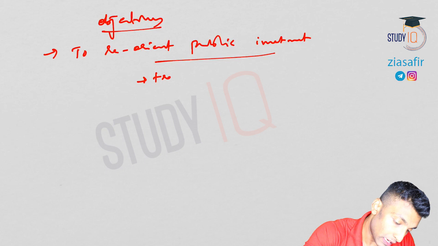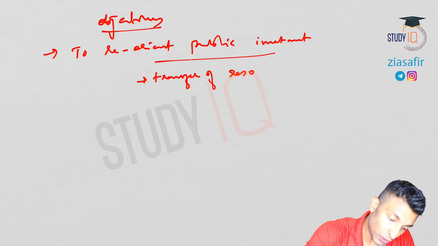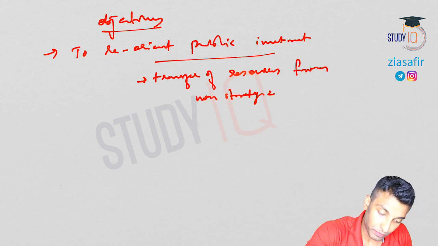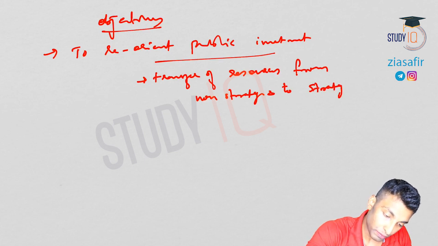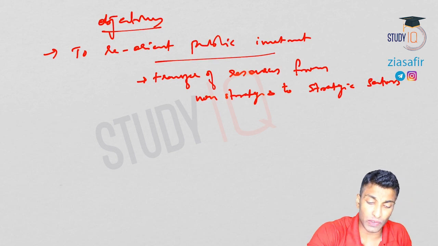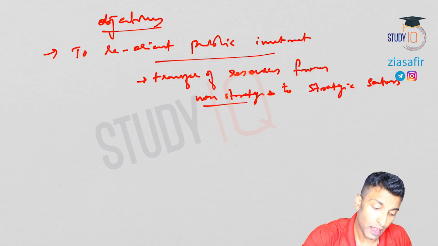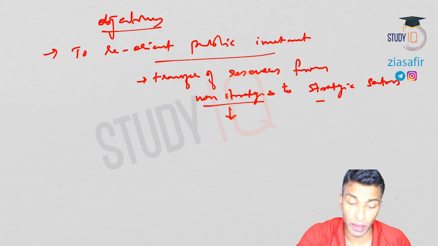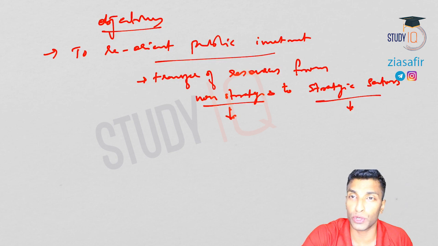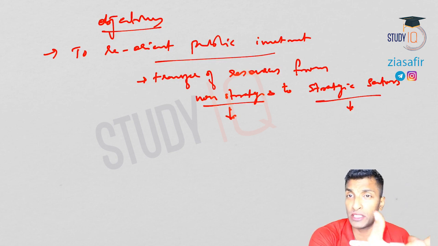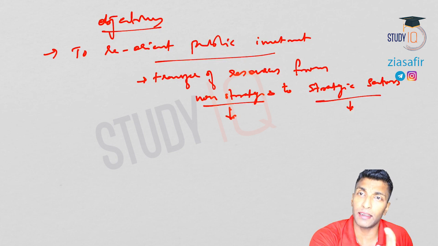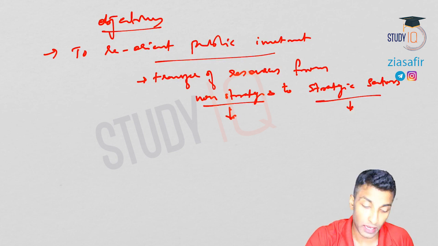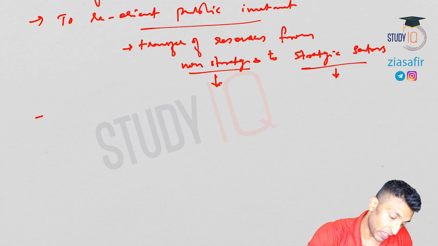Okay, so that means transfer of resources from non-strategic to strategic sectors, meaning whichever is more important for social purpose. For example, when I'm talking about a car manufacturing company, or strategic sectors, I can talk about schools, hospitals, etc. So you may sell your shares in this car manufacturing company, which is not that strategic a sector, and divert that to schools, hospitals, etc., which have more social significance. Okay, so that is one thing, to reorient public investment.